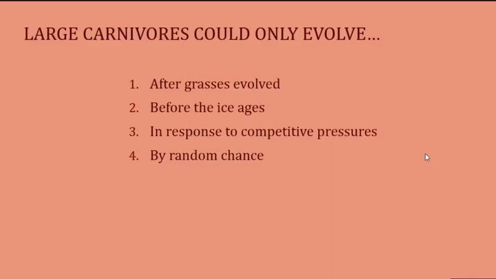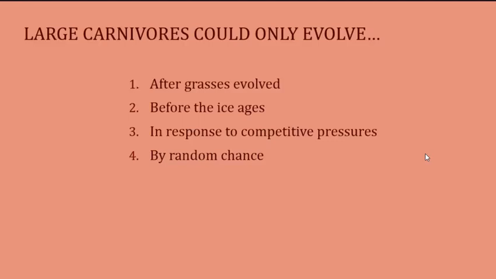Now, here's your last question. Large carnivores could only evolve, right, big, large predators, after grasses, before the Ice Age, in response to competitive pressures, or by random chance. Well, we always talk about mutations being random, right? But as we'll learn in the next unit when we talk about evolution, evolution itself is not actually random, and so that is not the answer.